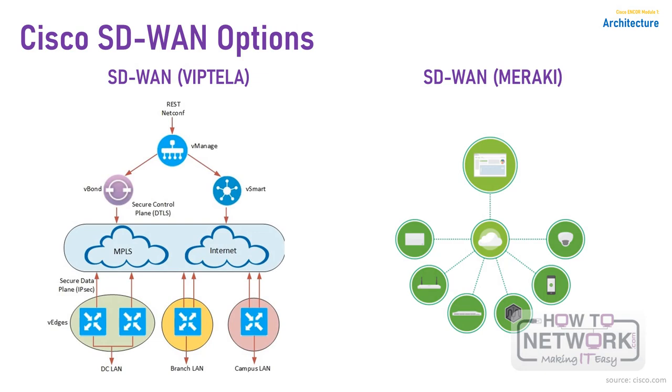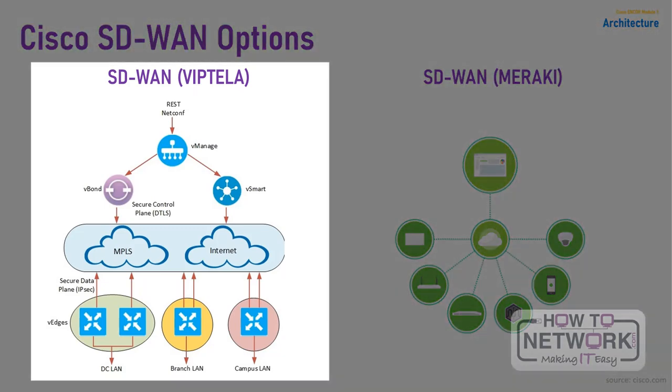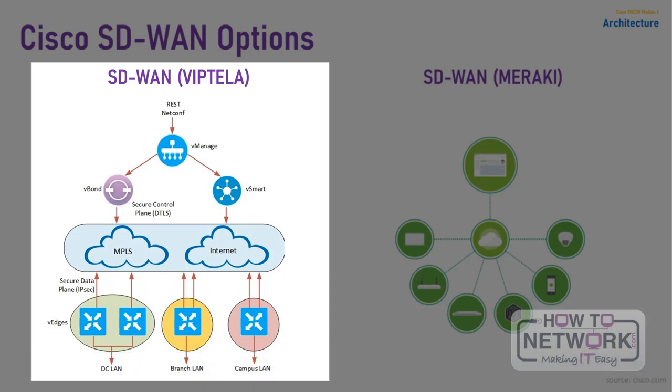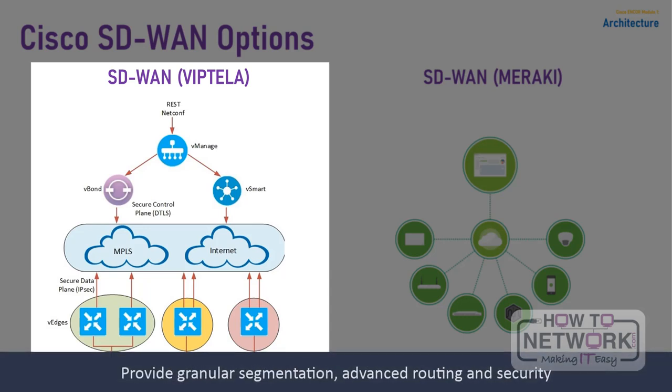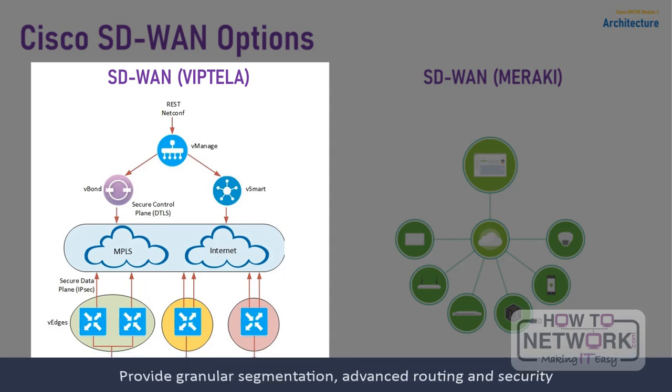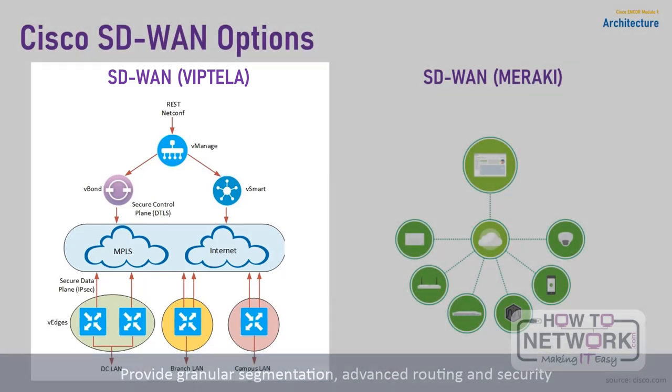Cisco currently offers two SD-WAN solutions. The first one is Cisco SD-WAN, which is based on Viptela. This is the preferred solution for organizations that require an SD-WAN solution with cloud-based initiatives. It provides granular segmentation, advanced routing, advanced security, and complex topologies while connecting to cloud instances.